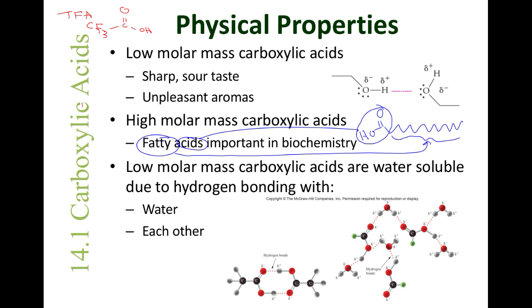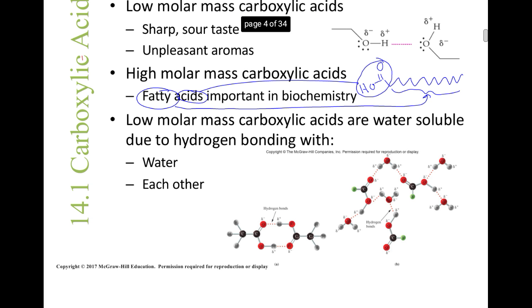So low molar mass carboxylic acids are mostly what we're going to deal with in this chapter. They are water soluble due to their ability to hydrogen bond not only with water but with each other. If you take a look at these little illustrations down here, you can see I have two carboxylic acids. These are both acetic acid, and here's my carboxyl group in one acetic acid molecule. Here's my oxygen, my hydrogen, and then here's another one down here. I showed this in class one day, how a carboxylic acid can hydrogen bond with itself in two spots, kind of like this.